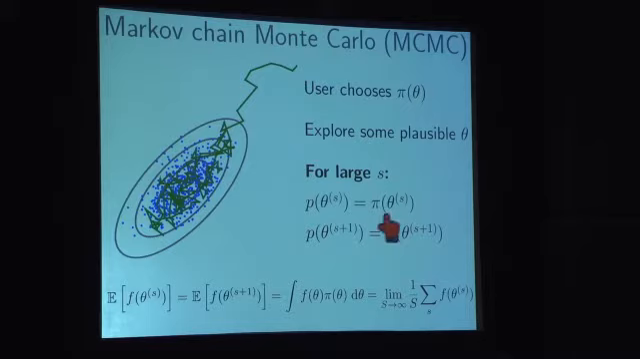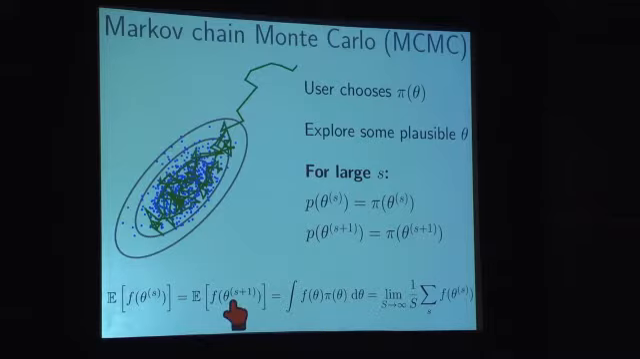And if you ran for one more step, the distribution over where you end up would still be your target distribution. And so what that means is we can now form estimates of integrals. So the average value of our function evaluated on one of these states from our Markov chain is going to be our integral if we run the Markov chain for long enough, if S is a large number.